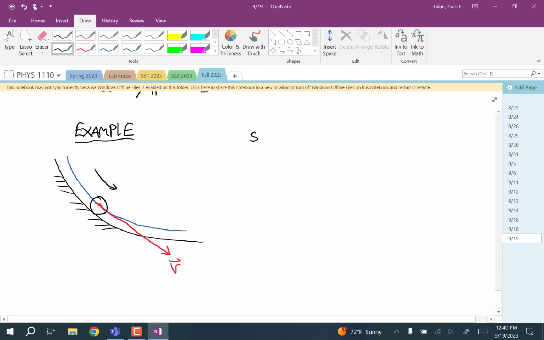Oh, this is speeding up because it's rolling down. I didn't write that. Since it's speeding up, is A parallel in the same direction or opposite direction of the velocity? Same, yep. So A parallel is going this way.